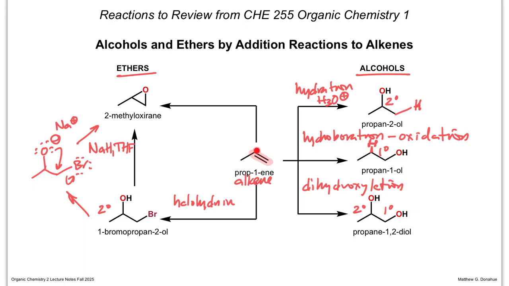We can take the alkene directly to an ether with a reagent called MCPBA. Notice this is not your typical benzoic acid because it has this second oxygen. It's a peroxy acid. So one of those oxygens gets plunked down on the alkene, that generates an epoxide.